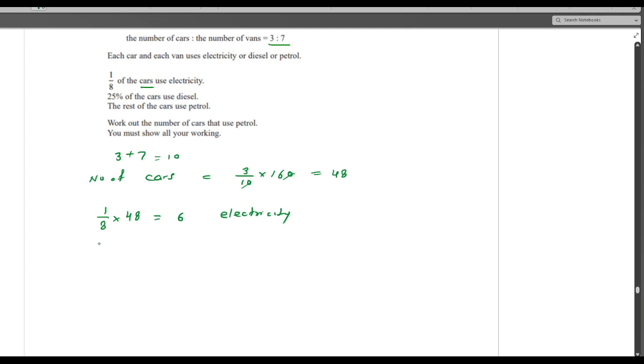And 25% of 48 is 25 divided by 100 times 48. So this is 1 divided by 4, 4 times 1 is 4, 4 times 12 is 48. So 12 use diesel. So therefore cars using diesel, okay, cars using diesel.